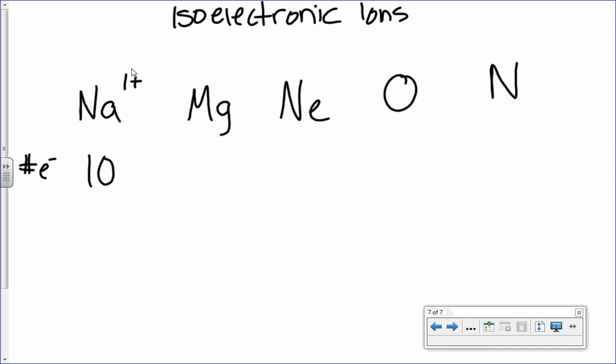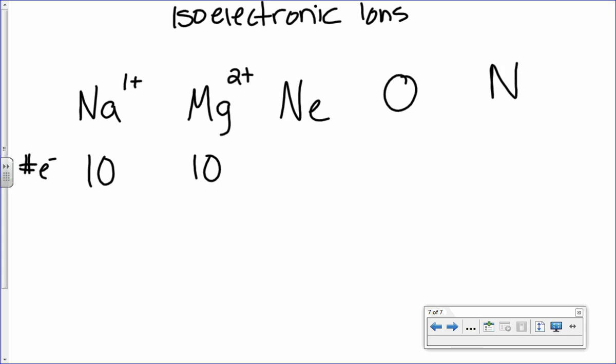Right? So what about magnesium? What group is magnesium in? 2. So how many electrons will it have to get rid of? 2. So what would its charge be? Positive 2. Okay? So magnesium started out with how many protons? 12. Okay, so that means it would also have 12 electrons if it was neutral. But since this one lost 2 of those 12, how many are left over? 10. Awesome. Okay? These are isoelectronic ions.